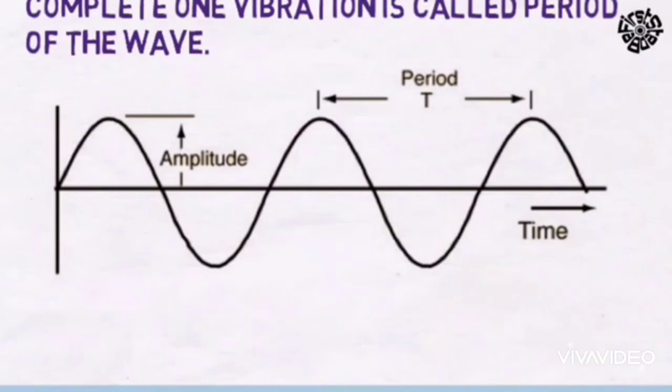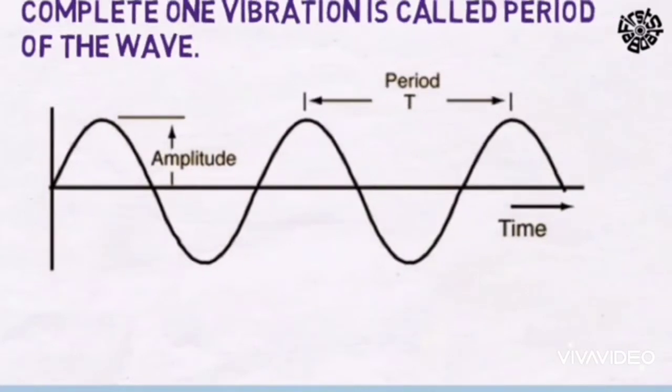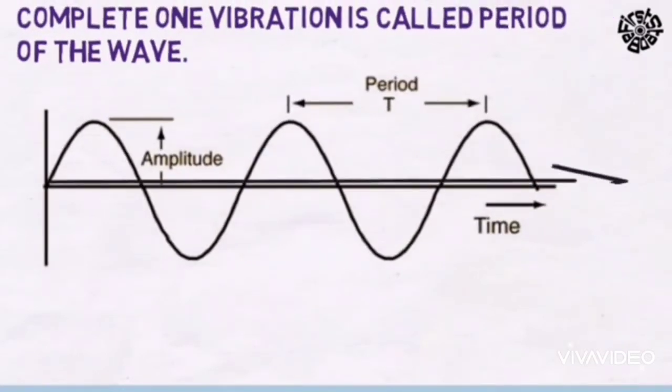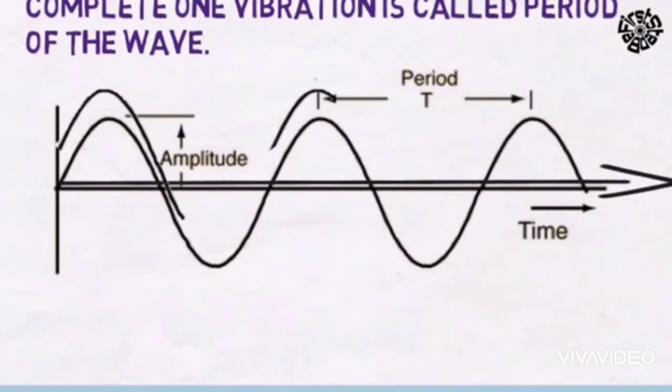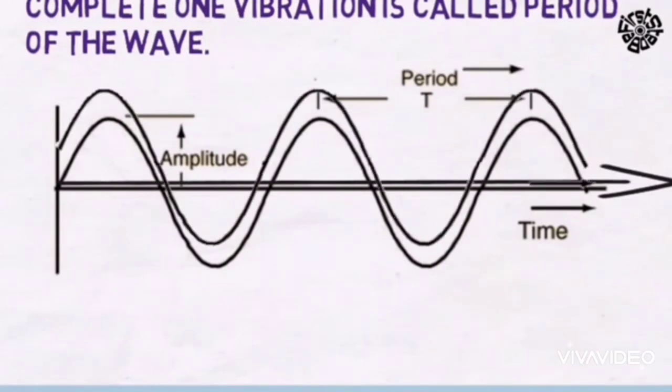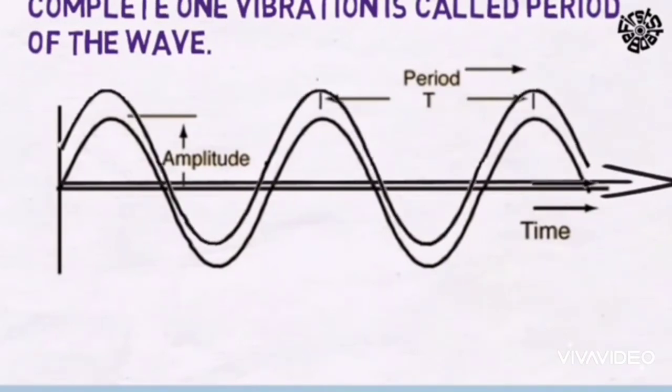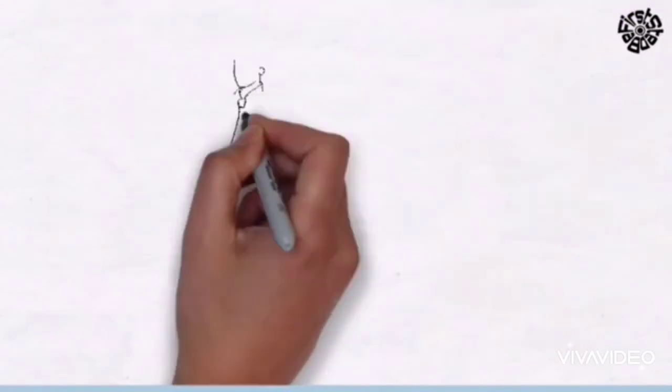Now you can see the particle which is completing one vibration, and the time taken by the particle to complete the vibration is called the time period, and it is denoted in this figure.